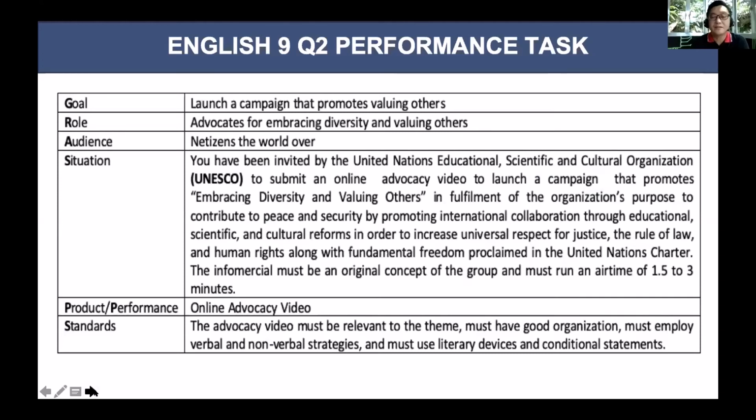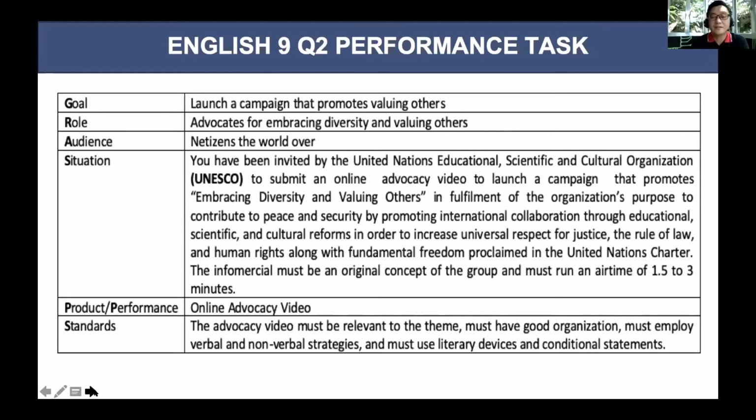You have been invited by the UNESCO or the United Nations Educational, Scientific, and Cultural Organization to submit an online advocacy video to launch a campaign that promotes embracing diversity and valuing others. In fulfillment of the organization's purpose to contribute to peace and security by promoting international collaboration through educational, scientific, and cultural reforms in order to increase universal respect for justice, the rule of law, and human rights, along with fundamental freedom proclaimed in the United Nations Charter.